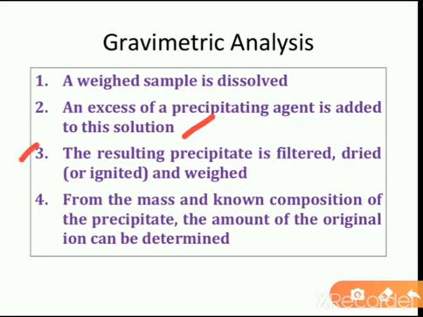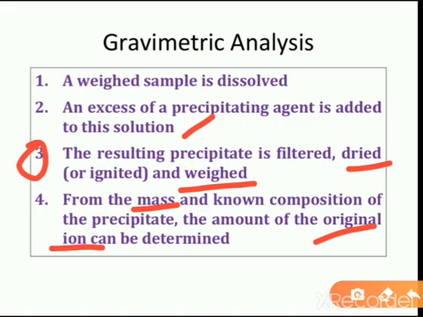The third step is that the resulting precipitate is filtered, then dried and heated. Drying is done in an oven or muffle furnace, and then it is weighed. After weighing, we have the mass of the precipitate. From the mass of the precipitate and its known composition, the amount of the original ion or substance will be found.